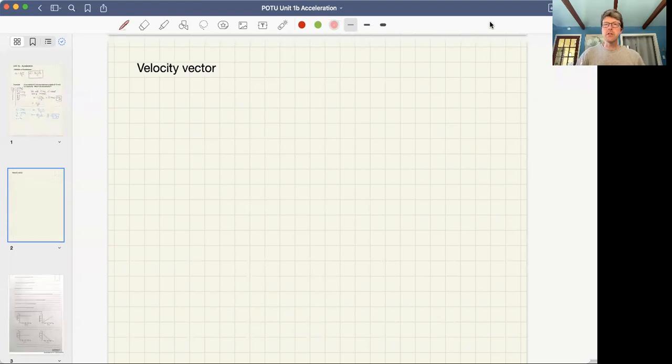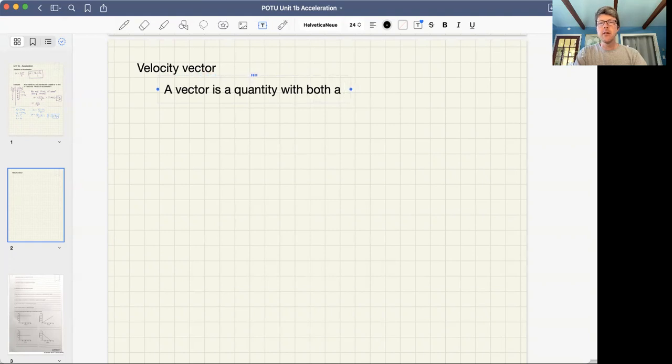Okay, now I'm going to teach you about the velocity vector. It's Mr. Clegg again. And velocity vector, so first of all, any vector. A vector is, first of all, I guess I need to teach you what a vector is. A vector is a quantity with both a magnitude and a direction.